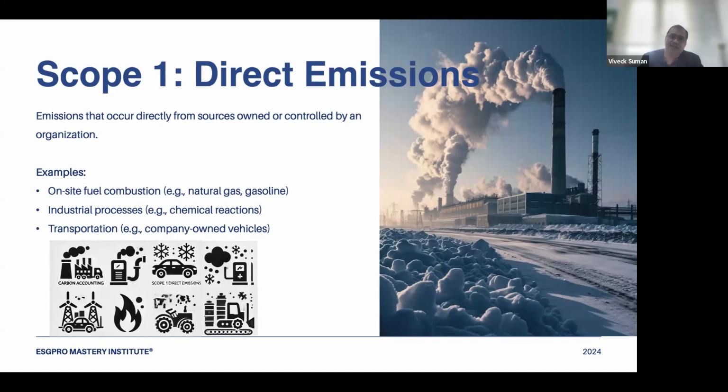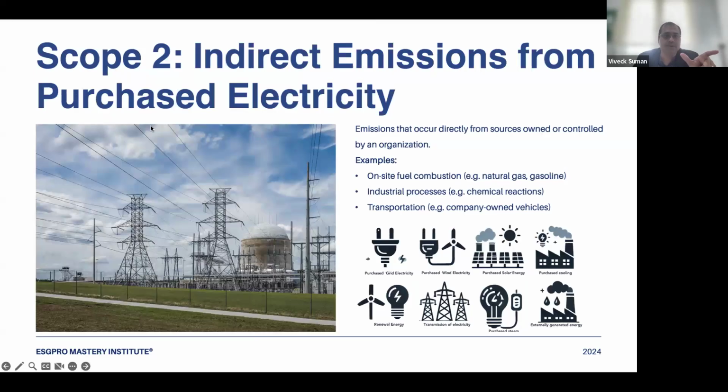So any vehicle which is company owned, irrespective of whether it is used for bringing the employees, or for sending your goods to the distributor, or bringing from your mines. If the vehicle, again the word is owned by you, that's a direct emission, scope 1. Clear? Scope 2 and 3 are indirect emissions.